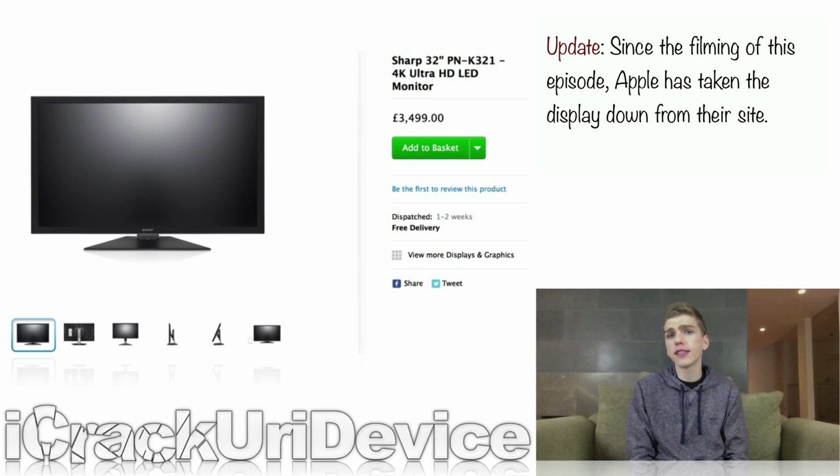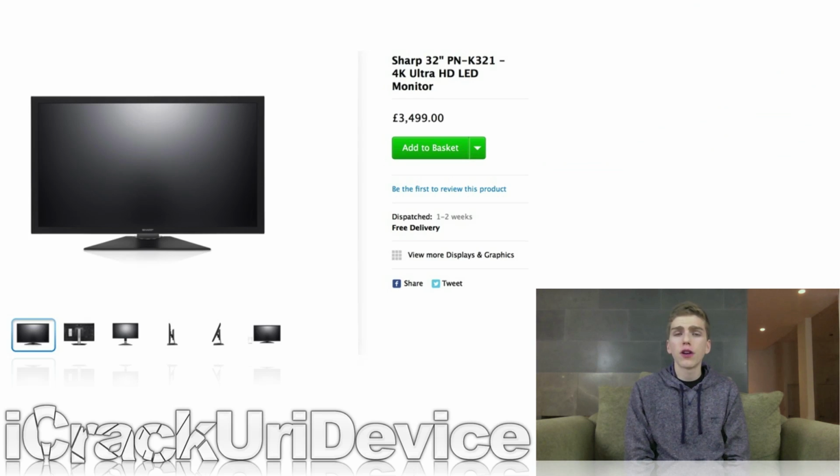So first of all, recently, Apple started offering a 32-inch Sharp 4K or Ultra HD monitor on their European retail store site. And apparently this display is going for £3,499, or the equivalent of $5,700 here in the US. So as I'm sure most of you are aware at this point, 4K displays offer a native resolution of 3840 by 2160 and again are often referred to as UHD or Ultra HD displays.